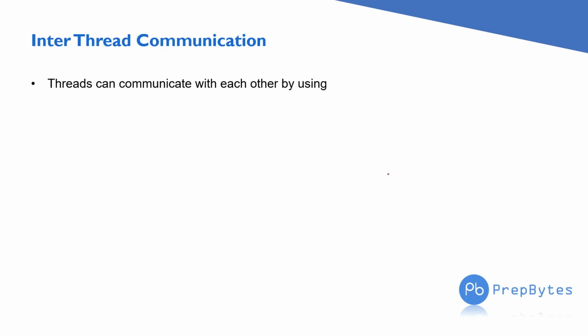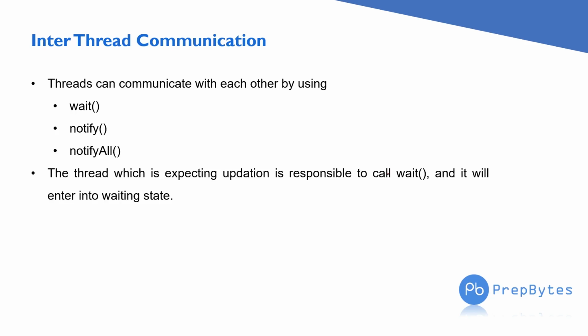Threads can communicate with each other by using the wait, notify, and notifyAll methods. The thread which is expecting an update is responsible for calling wait, and it will enter into a waiting state. So in our case, T1 was expecting the update from O1, whether the food is prepared or not. So T1 will call the wait method and will enter into the waiting state.